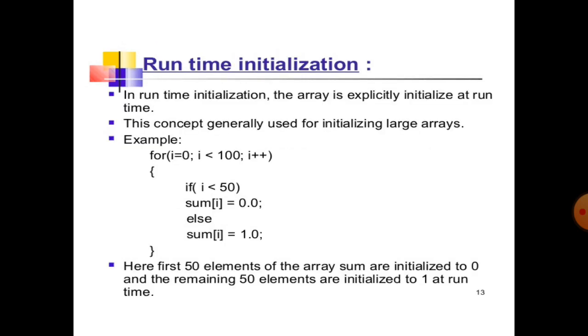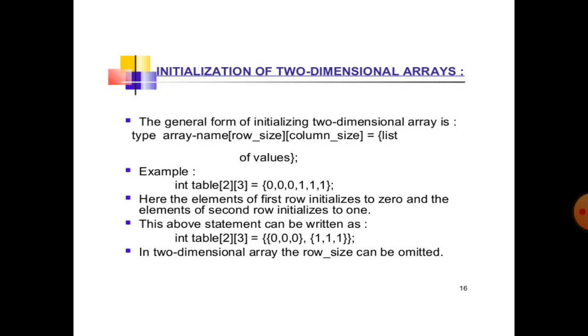Second topic we will discuss is runtime initialization. In runtime initialization, the array is explicitly initialized at runtime. This concept is generally used for initializing a large array. For example, for i equal to 0, i less than 100, i plus plus. If i is less than 50, sum[i] is equal to 0.0, else sum[i] is equal to 1.0. Here the first 50 elements of the array sum are initialized to 0 and the remaining 50 elements are initialized to 1 at runtime.